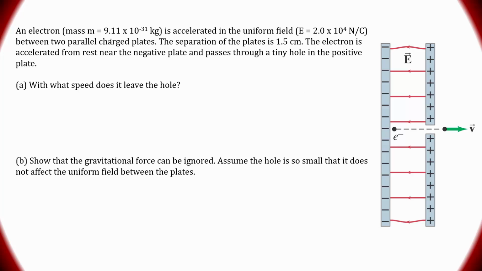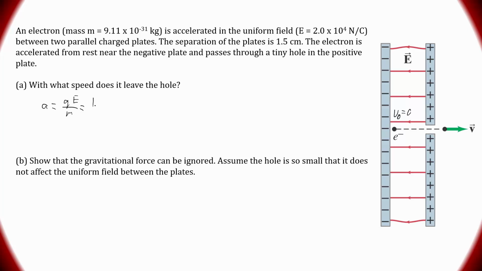We have some details here: the mass of the electron, the magnitude of the electric field, the separation of the plates, and we want to know the speed at which our electron leaves this hole, assuming that it started out with an initial velocity of 0. So we can apply that equation that I just showed you to find the acceleration, and then do a pretty simple kinematic calculation. So the acceleration is Q, the charge, times the electric field over the mass of the electron.